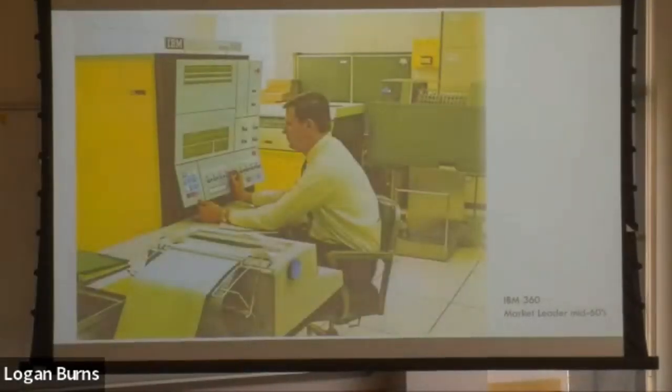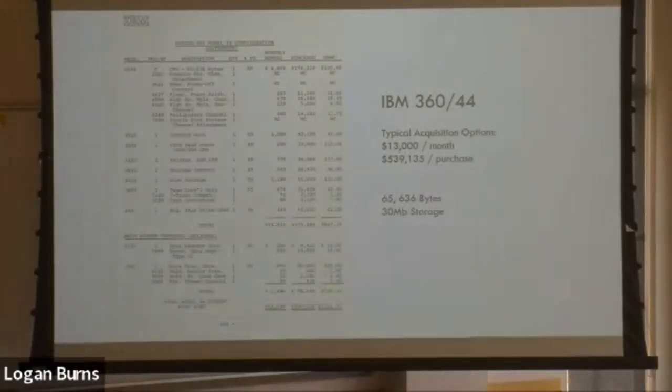Okay, this is a picture of an IBM 360/44. You can't really see this, but I just thought this was interesting. We're talking about a monthly rental of $13,000 a month in 1965, and all the stuff you needed.